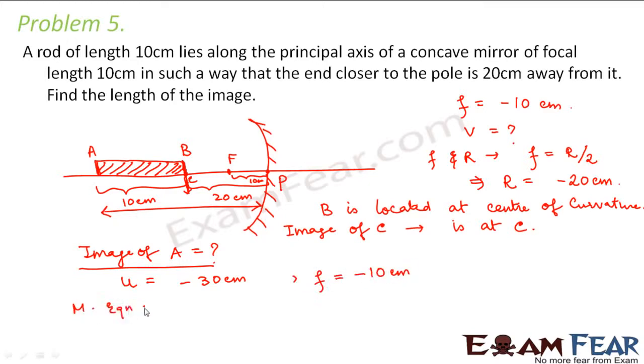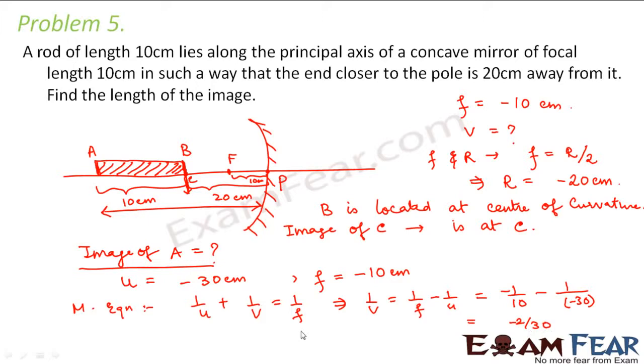Therefore, using the mirror equation, 1 by u plus 1 by v is equal to 1 by f. So 1 by v is equal to 1 by f minus 1 by u, that is minus 1 by 10 minus 1 by minus 30. This comes out to be minus 2 by 30, or v is equal to minus 15 centimeters. So the image of A will be located at 15 centimeters from the pole along this direction. So 15 centimeters would mean somewhere here. So somewhere here would be the image for A.